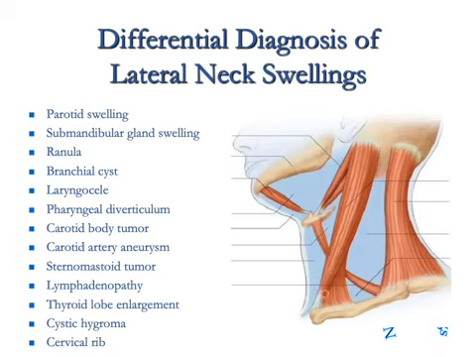If I go down anteriorly, I may have thyroid lobe enlargement. In the root of the neck, in the posterior triangle, I may have cystic hygroma and cervical rib. We will pass through every one of these diagnoses to know what are the main presentations of the patient, what are the signs that I may elicit to differentiate one swelling from another.